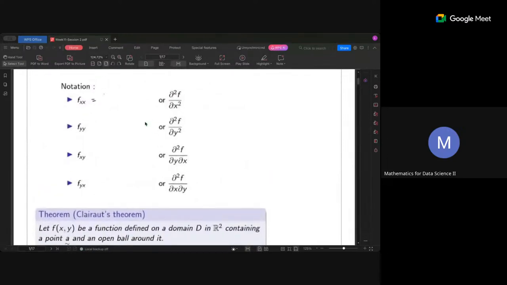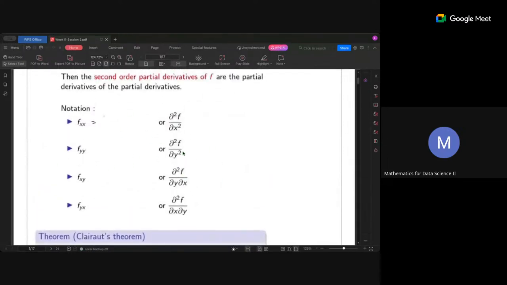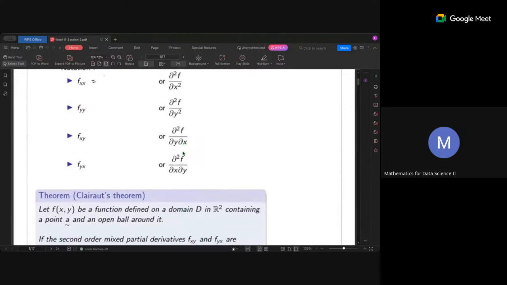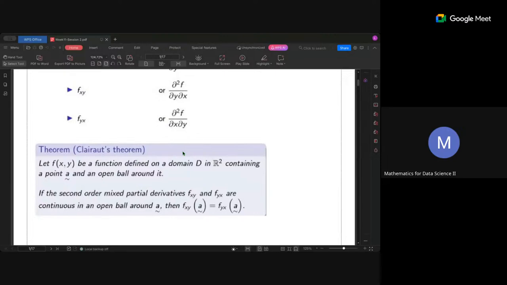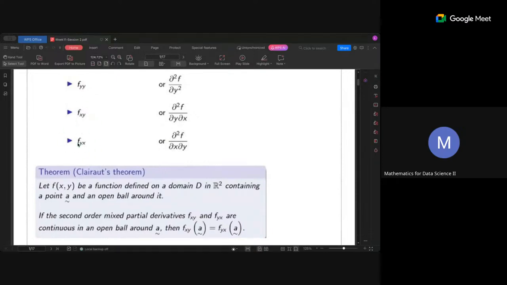So you have these different types of representations for mentioning the higher order derivatives. And what does Clairaut's theorem say for higher order derivatives? These kinds of derivatives are called mixed derivatives, right? So these are mixed partial derivatives, and Clairaut's theorem is mainly about these mixed partial derivatives. If you have a function of two variables on a domain D in R2 containing a point A tilde and an open ball around it, and the mixed partial derivatives fxy and fyx are continuous in an open ball around A tilde, then fxy at A tilde is equal to fyx at A tilde.